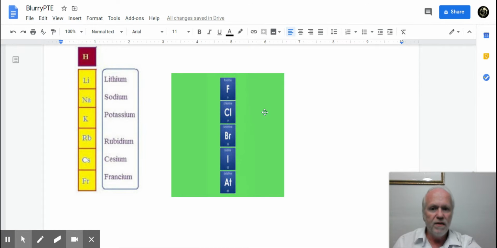column, and they're called groups, by the way. Group or a column or a family, because families share traits, right? Families share traits. So all of the Li, Na, K, they all are one family. They all share the trait of having that 1 electron on the outside, and they're very reactive.